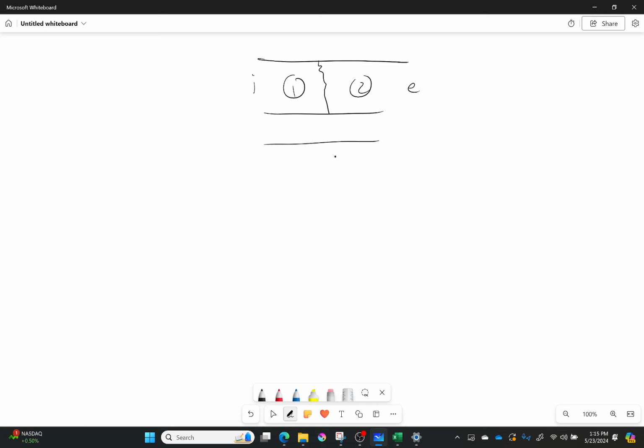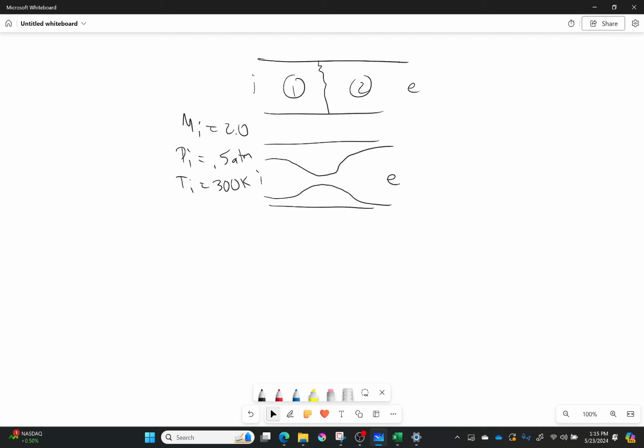In the second one, I have a converging diverging nozzle, something like this. This is the exit, this is the inlet. In both cases, I have a Mach number entering it that is 2.0, an initial static pressure equal to half an atmosphere, and an initial temperature equal to 300 Kelvin. So it's the same scenario for both of them.